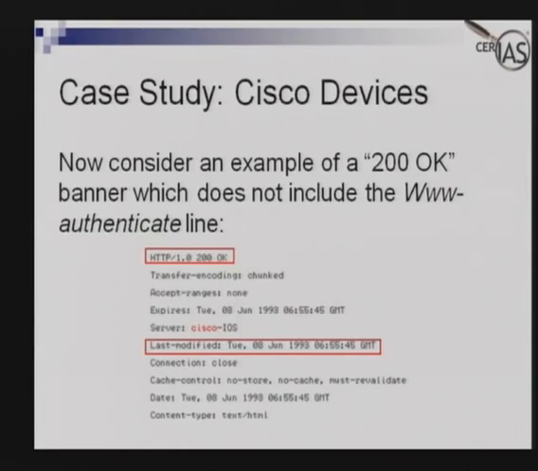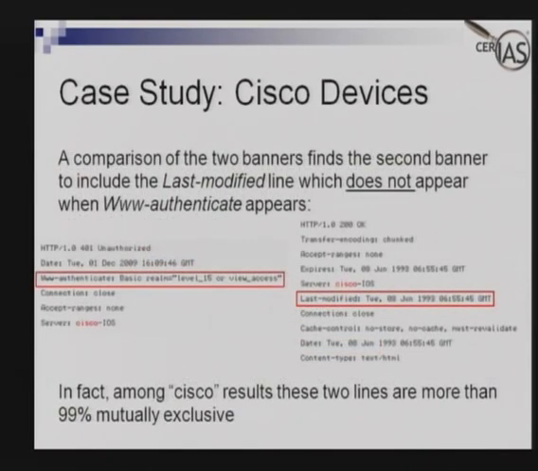Here's another banner for a Cisco device. This has a 200 OK, which means we can view the page. It also has a last modified line. So here are these two banners side by side. One is a Cisco device that we cannot look at without authenticating, and another one is allowing us to see it. It turns out that when you take www authenticate and last modified and put them side by side, they're more than 99% mutually exclusive. So what does this mean for us?